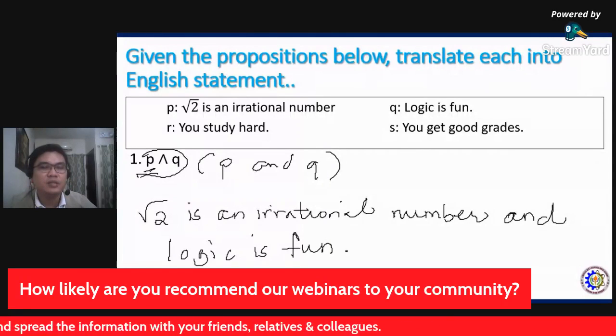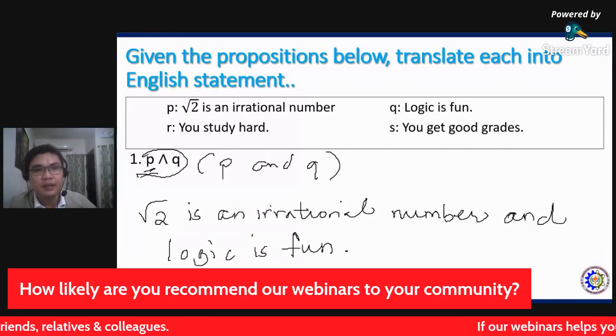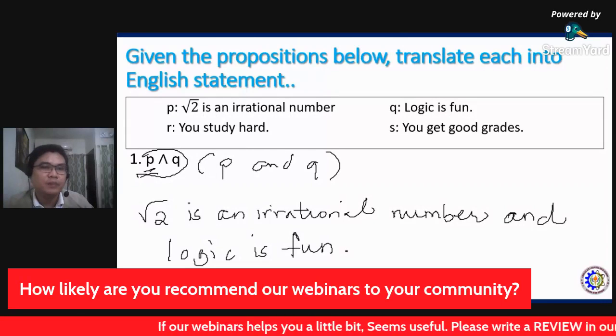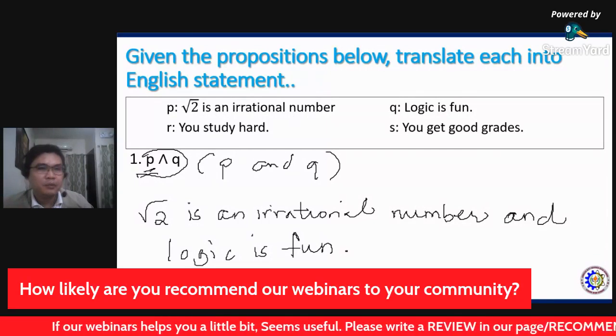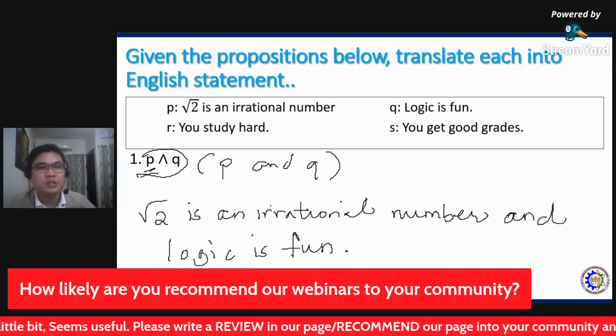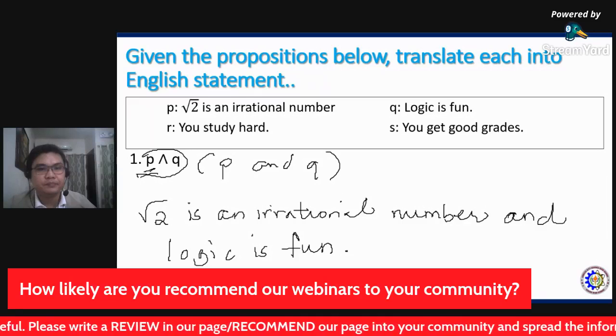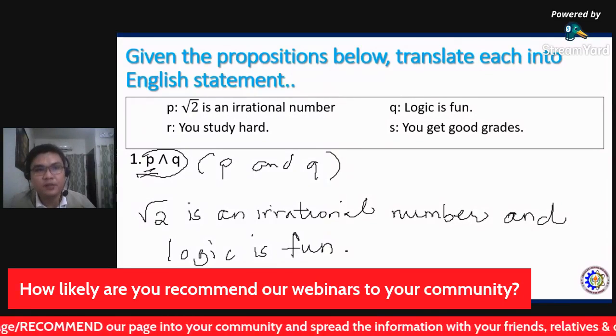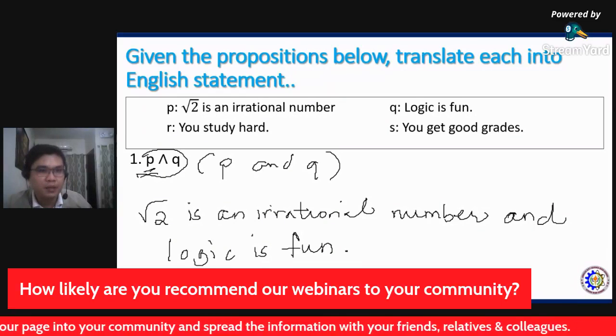All you have to do is, of course, get to know the logical connectors. Then after getting the logical connectors, you just analyze it, especially if you have more propositions involved in a given propositional logic. And then just substitute the statements for the propositions, say P or Q.